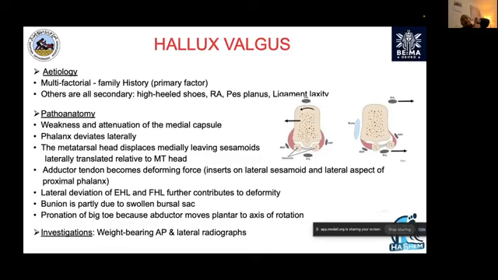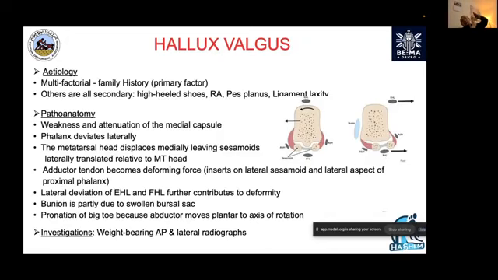So the loading mechanism of the hallux becomes abnormal, and this causes imbalance between the muscles around the hallux. Once that's done, the adductor tendon, because it displaces, becomes an abductor force. So it's adding to the hallux valgus deformity rather than correcting it. Everything will deviate. So there is lateral deviation of EHL and FHL, and this makes them more valgus deforming force rather than just extending or flexing force.